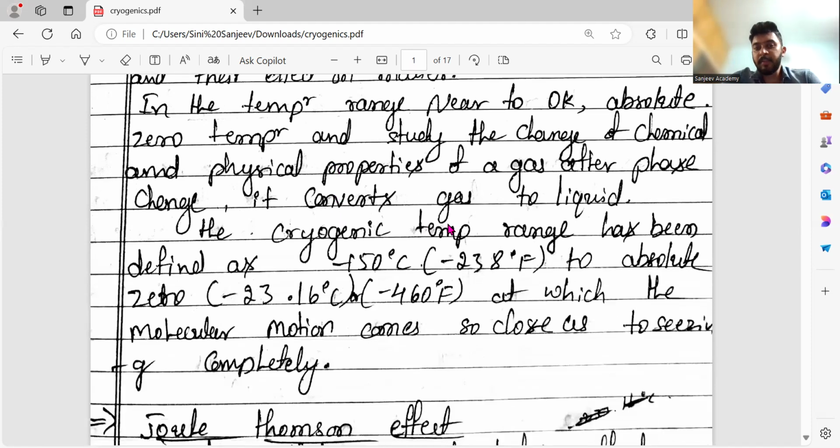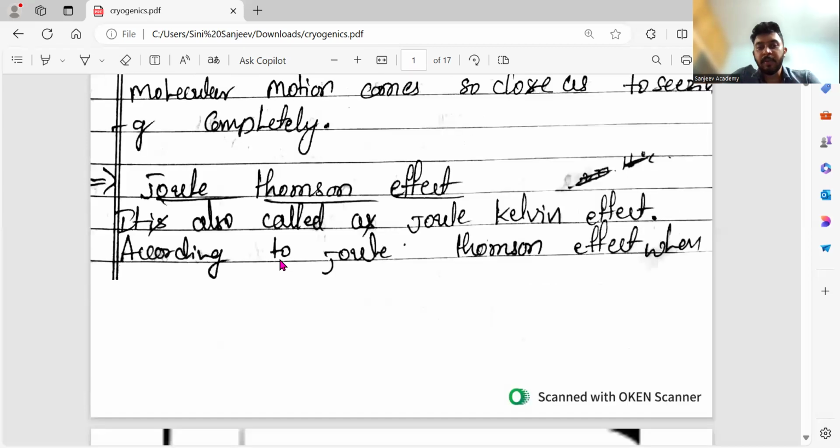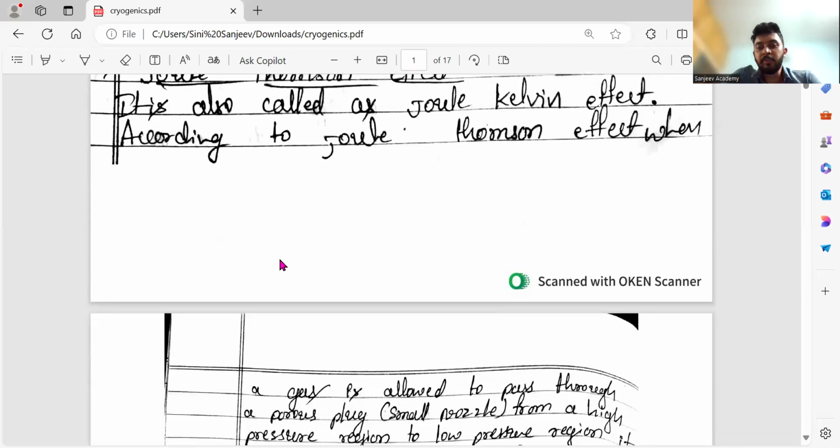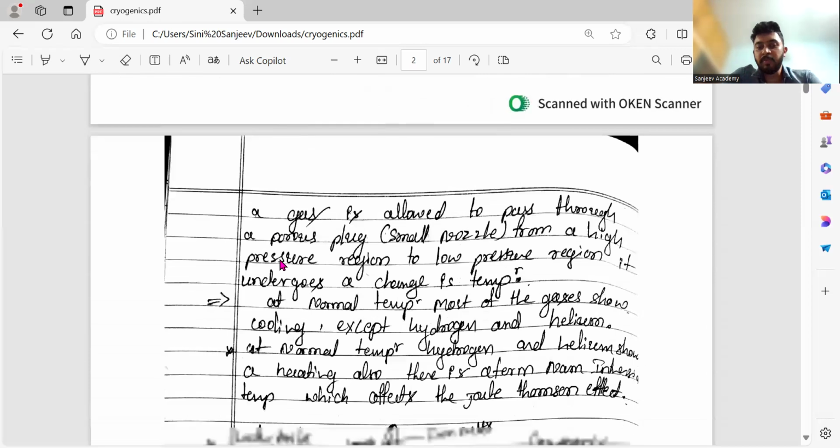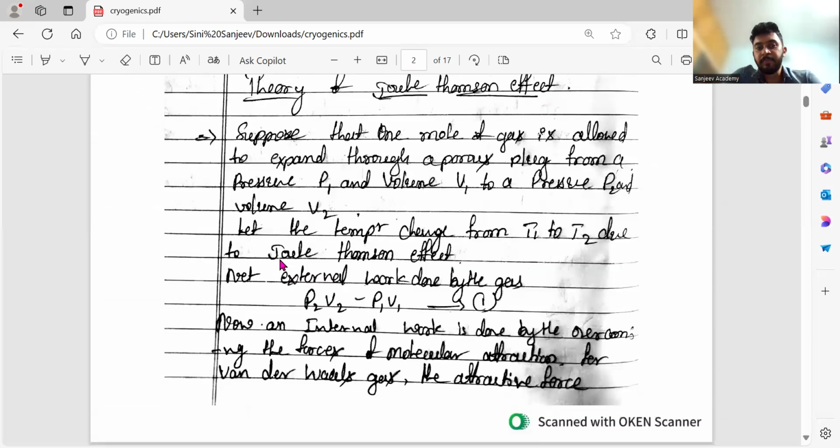The normal temperature of the cryogen products is minus 150 degrees Celsius, which is minus 238 degrees Fahrenheit, to absolute zero. Correct? So this is the normal temperature. And the first thing for us is the Joule-Thomson effect, which is also called the Joule-Kelvin effect. There is a small derivation for the same.